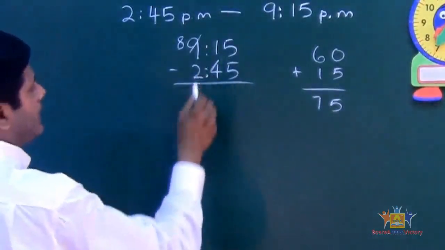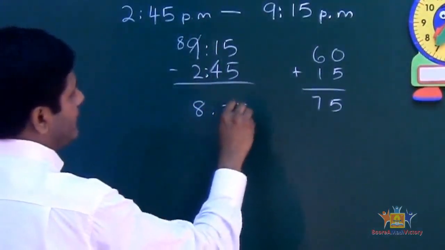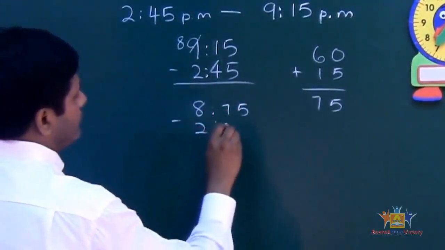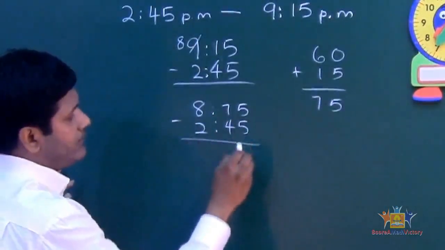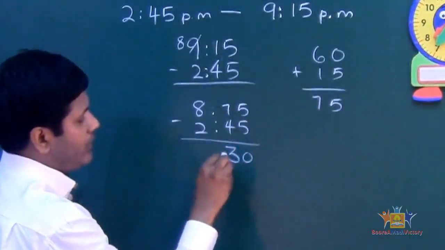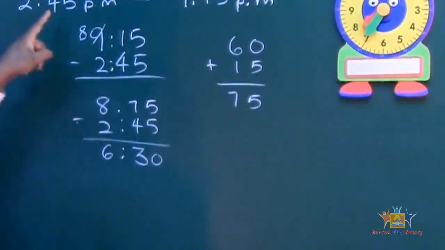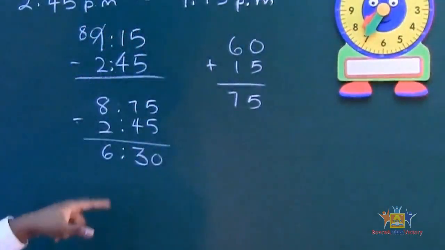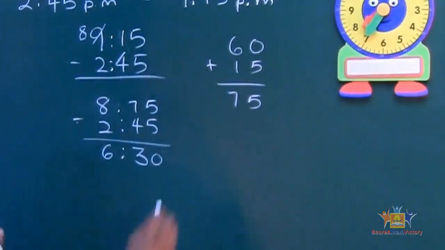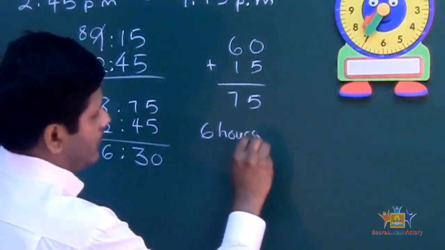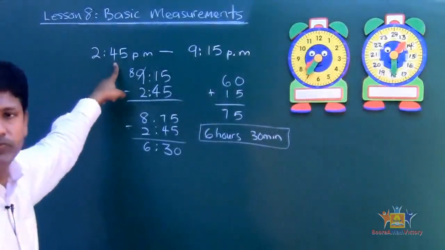Either I can rewrite this whole thing: 8 hours 75 minutes, subtracting 2 hours 45 minutes. Now I can subtract. 5 minus 5 is 0. 7 minus 4 is 3. 8 minus 2 is 6. So the interval from 2:45 PM to 9:15 PM is 6 hours and 30 minutes. That's my answer.